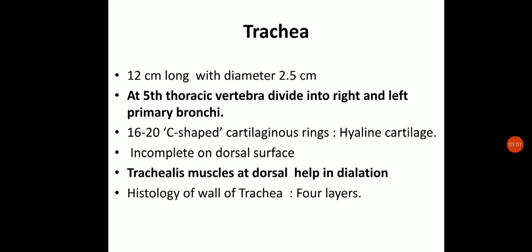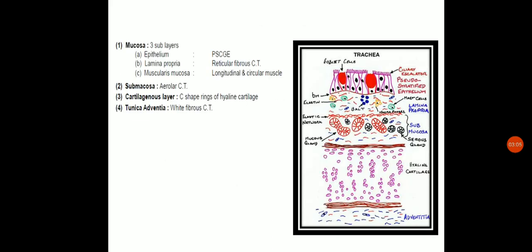When we see the histology of the trachea, that is the cross section of the trachea, we find mainly four layers: the mucosa, submucosa, cartilaginous layer, and the tunica adventitia. You can see these layers. The outermost one is made up of white fibrous connective tissue. Tunica means layer, and adventitia is the tissue layer. So the outermost layer of the trachea is called the tunica adventitia.